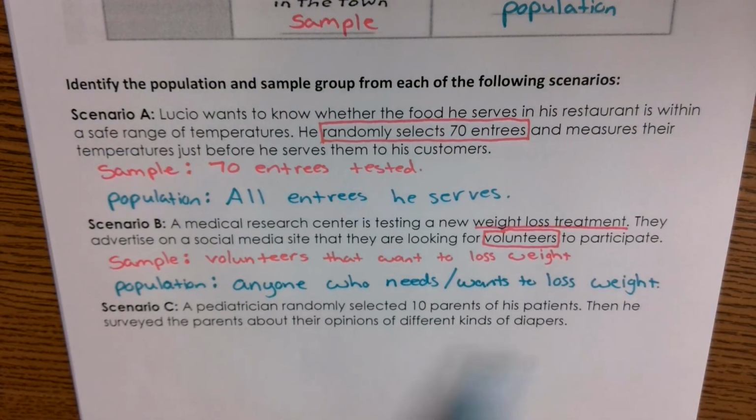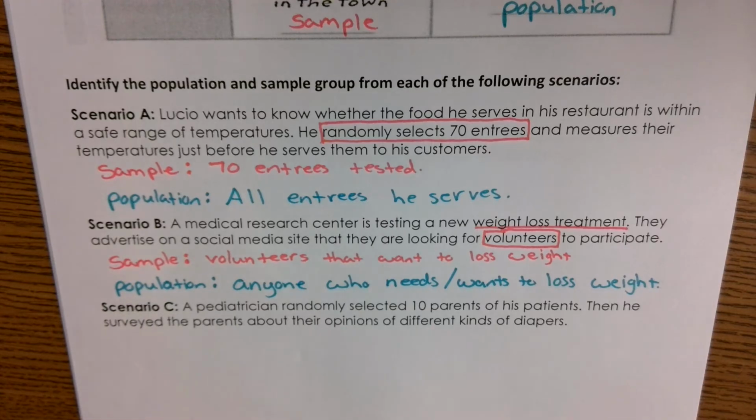Again, that information right there is not what's projected inside of our scenario. Only thing that's projected in the scenario is what the sample is going to be. And from the sample, you're going to build off of it to create your population. Okay, scenario C. A pediatrician randomly selected 10 parents of his patients. Then he surveys the parents about their opinions of different kinds of diapers. What's the sample? 10 parents who what? Who are going to survey about diapers.